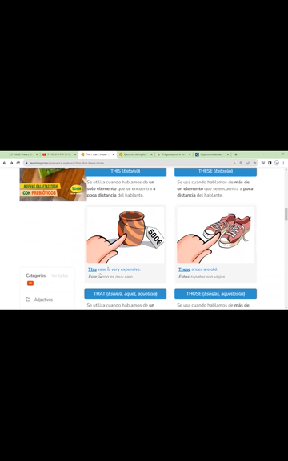And look at the difference. This vase is very expensive. This.